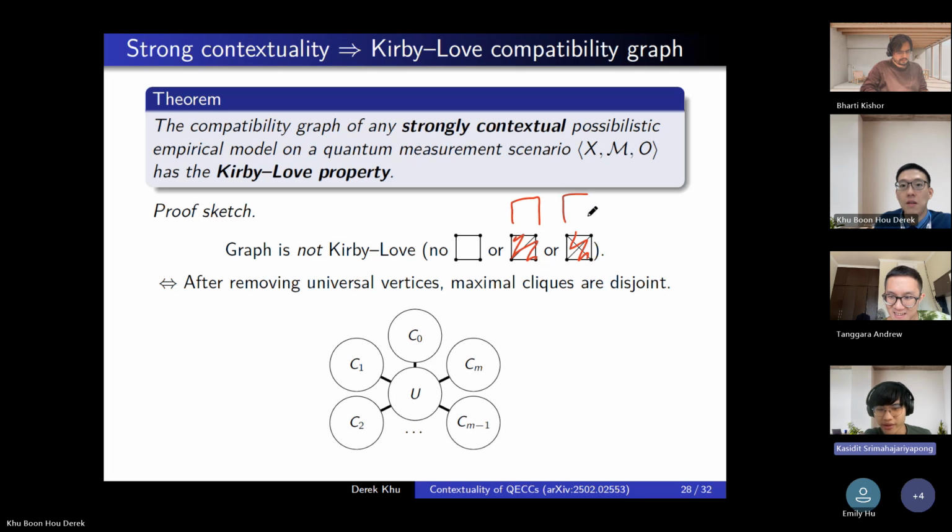Also, can you clarify what a clique means in the graph? It's a complete graph, a graph where every vertex is connected to each other. Each of U, C0, C1, C2, up to Cm, they are all cliques, so they are complete graphs. Basically every vertex in U is connected to every vertex in U. Okay.